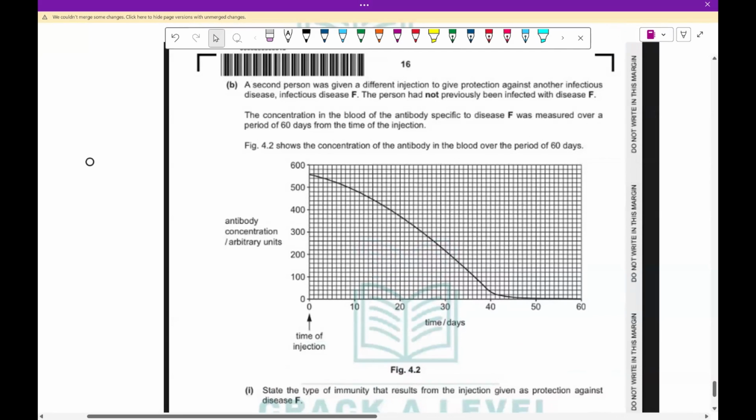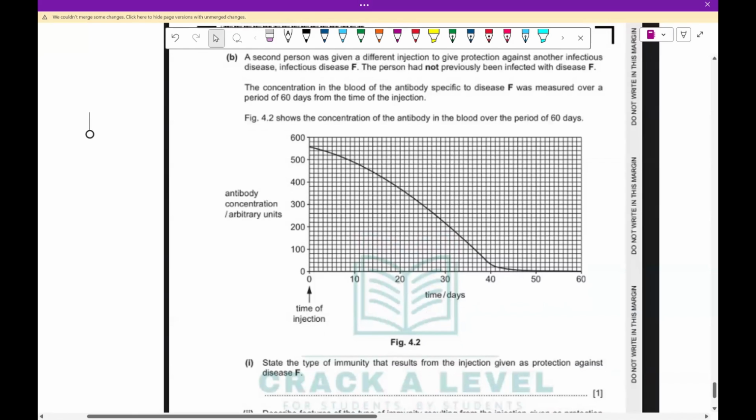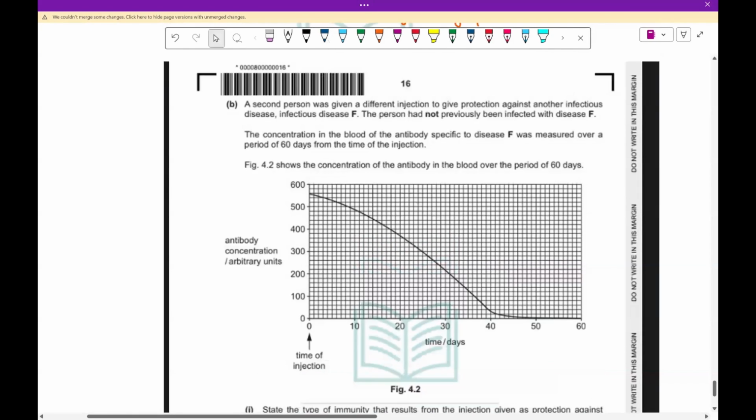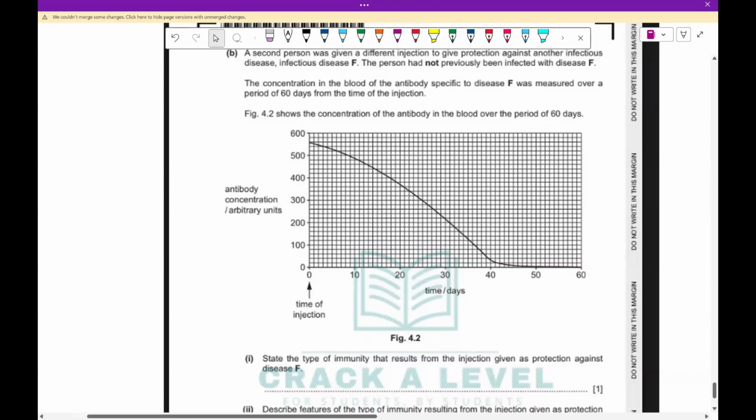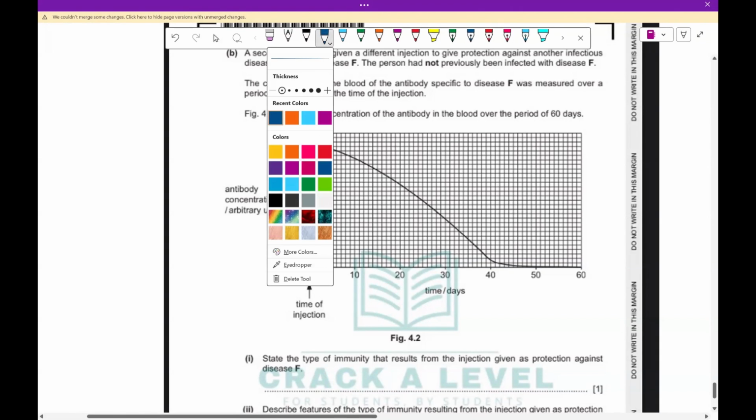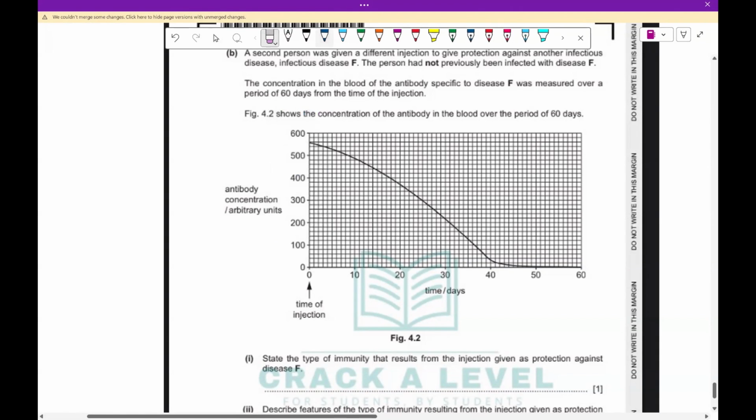Okay. State the type of immunity that results from the injection given as protection against disease F. Okay, so artificial... which one, artificial active? Artificial active? You sure? Oh, passive I guess. Yes, this is artificial passive.